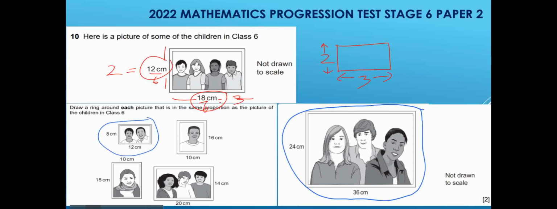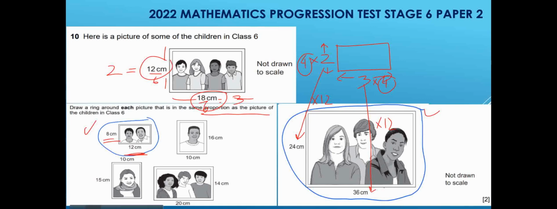So let's check 8 and 12. To go to 8, 2 is multiplied by 4. To go to 12, 3 is multiplied by 4. So we multiply by the same number. So it means this is the answer. While this one is the same. From 2 to go to 24, we multiply by 12. From 3 to go to 36, we multiply by the same 12. So this is the answer. While the rest is not the answer because it's not the same proportion as the pictures.